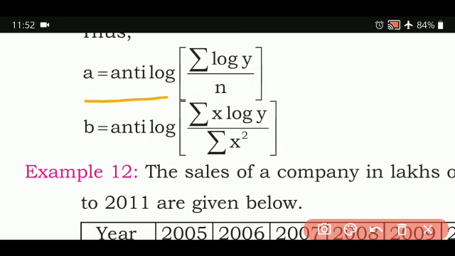So basically children, what I am trying to tell you all is, under the method of least squares, you have three methods to remember. First is the straight line equation, second is the parabolic, quadratic or second degree equation, the third is the exponential or logarithmic trend. So these are the three different methods we will be studying in the method of least squares.